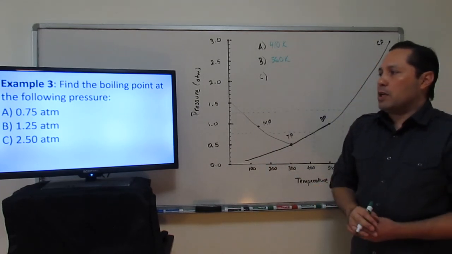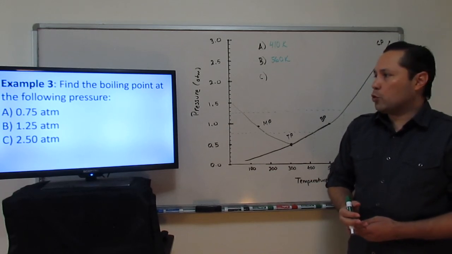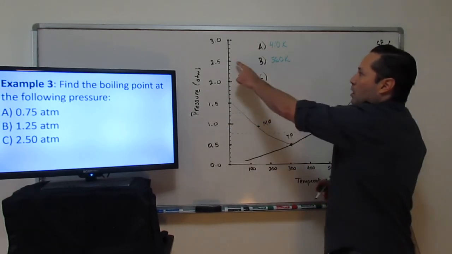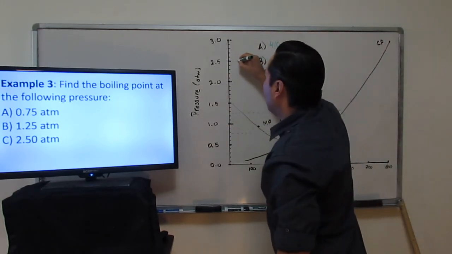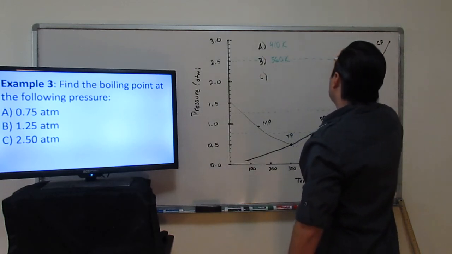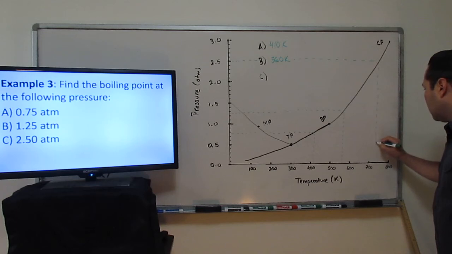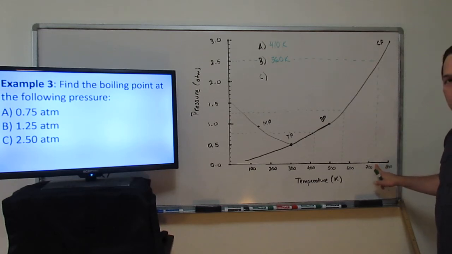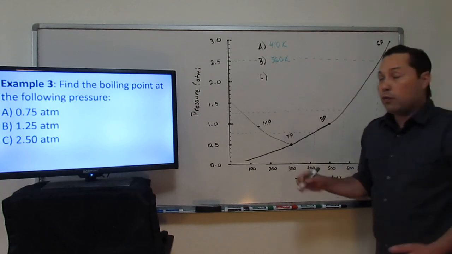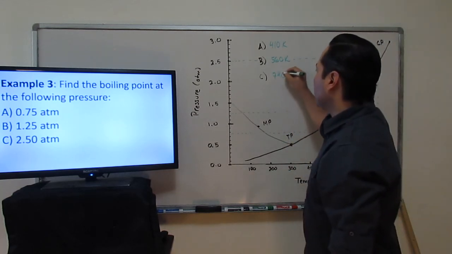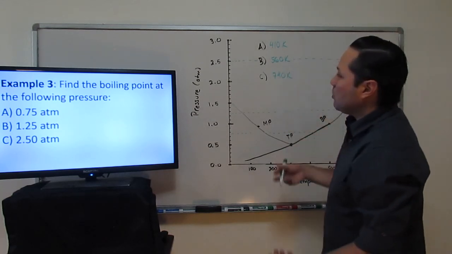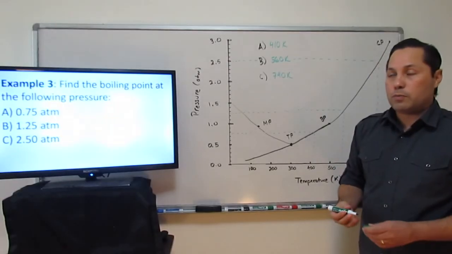Lastly, in part C, we get a pressure of 2.5 atm, so that will be over here. We're going to draw a horizontal line one more time. Where it hits the line, it goes straight down. It's between 700 and 800, a little bit to the left of it, so let's go with 740 Kelvin approximately. So those will be the boiling points at those different pressures.